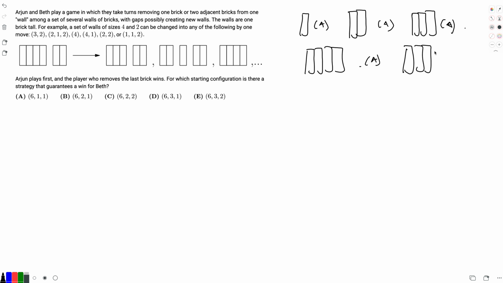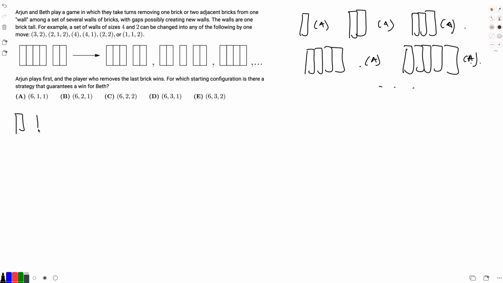If we have 5 bricks, for example, we need to take the middle brick, and whatever Beth does, we simply copy it. You may see the strong resemblance to Nim. If you've heard about Nim, this is the same winning strategy. So we've generalized that for any single wall, Arjun can always win. How about if we have more than one wall?